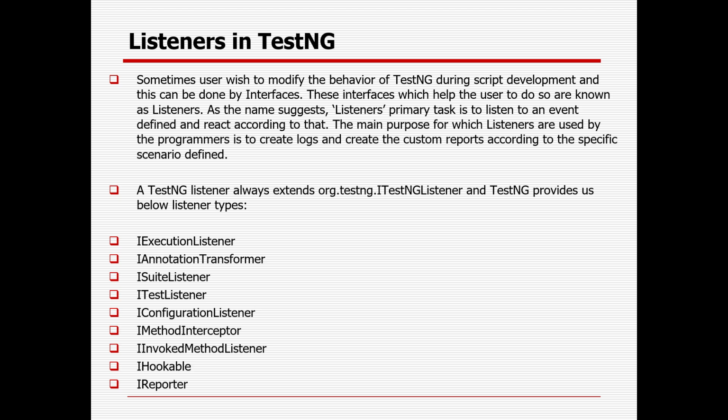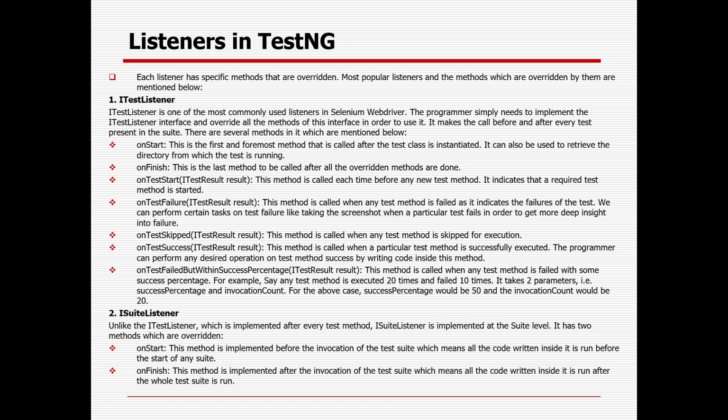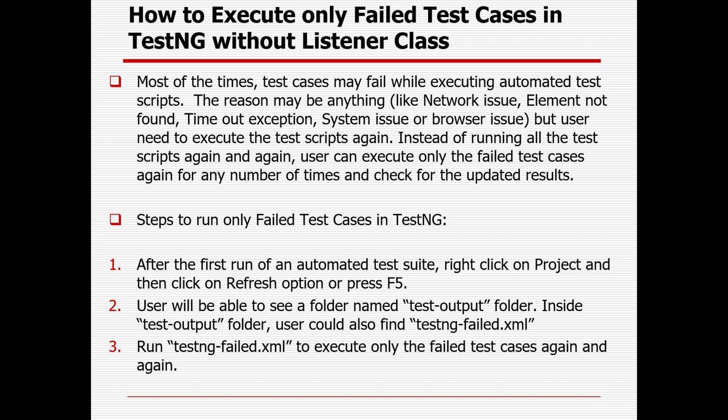A listener is nothing but it will listen first, and after that it will change the behavior, right? There are a lot of listeners available: ITestListener, ISuiteListener, and other listeners. With the help of the listener class, whatever you want to add will be executed based on your execution type, like pass or fail, and accordingly you can do it. And in case you want to execute only the failed tests, that is also possible. There are two approaches I have shown: one with listeners and one without listeners.